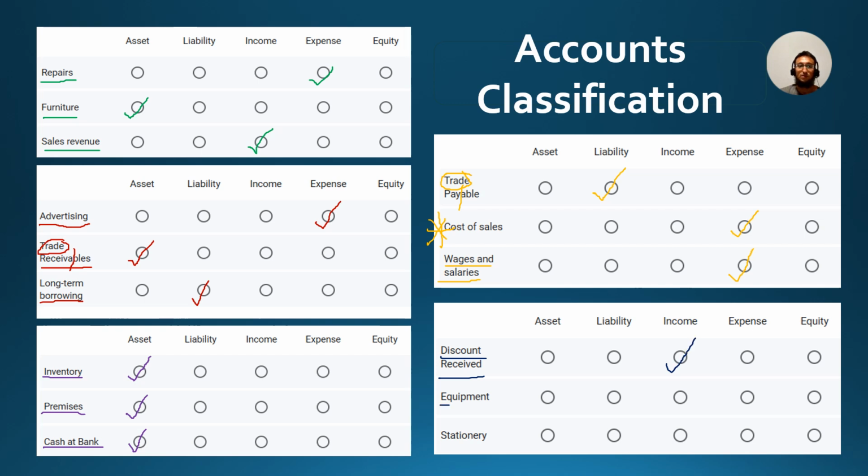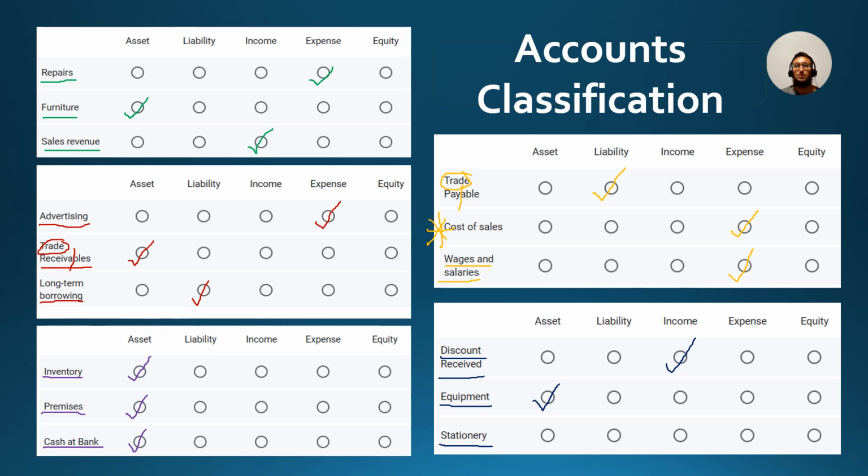Equipment are what the business owns, so it could be anything. Equipment could be things like electronic items, better termed as office equipment. Or if you just look at things like equipment, it could be things like conveyor belts that the business has. And finally on the list of accounts we have stationery.